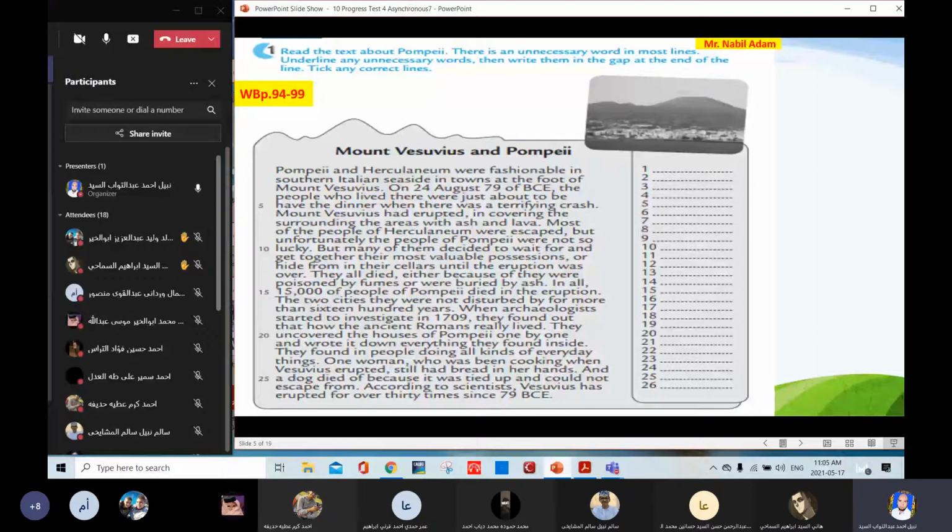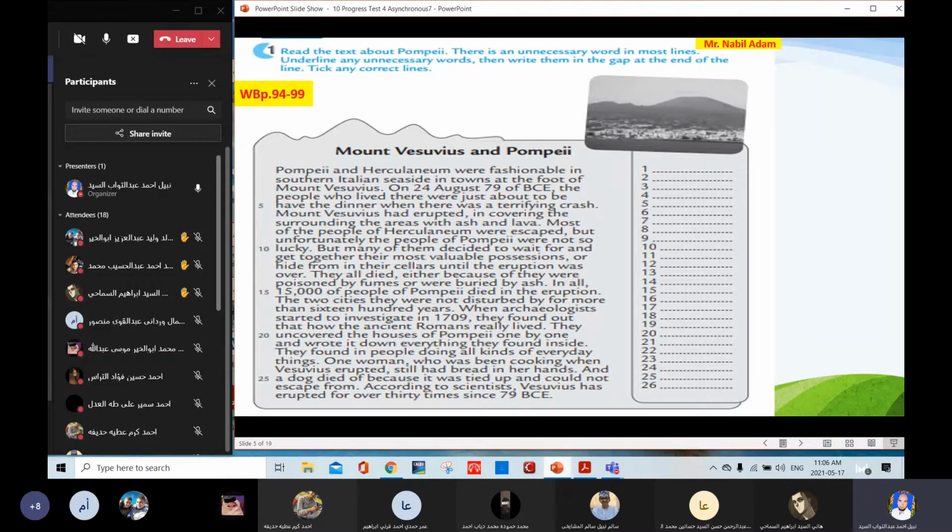But many of them decided to wait for and get together their most valuable possessions or hide from in their cellars until the eruption was over. They all died, either because of they were poisoned by fumes or were buried by ash. In all, 15,000 people of Bombay died in the eruption. The two cities they were not disturbed by for more than 1600 years.